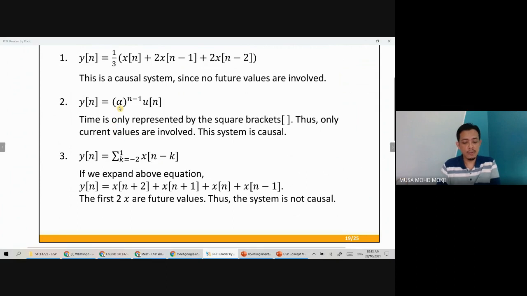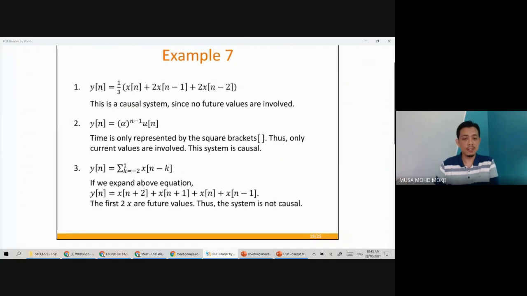And how about this one? Time is only represented by the square brackets, right? So this is a square bracket, and this is not within the square bracket, so actually we don't really look at this one. We just look at this one. Thus only the current value is involved. There is no past value, there is no future value. So the system is causal. The rule is very simple: if you see a future value, it's not causal. If you don't see a future value, it is causal.